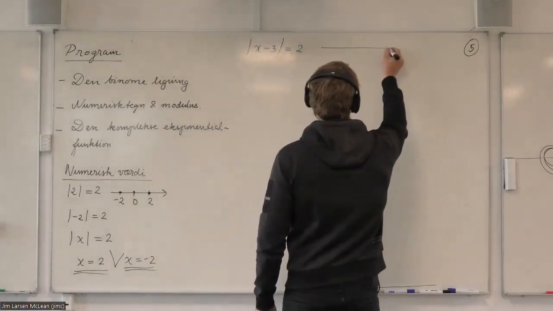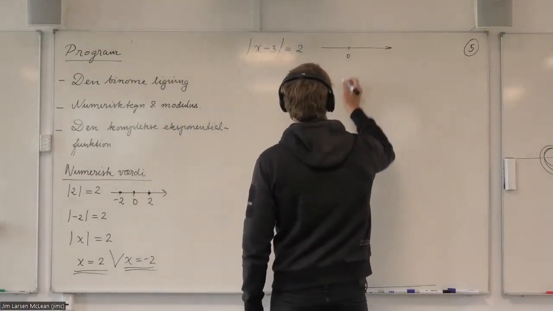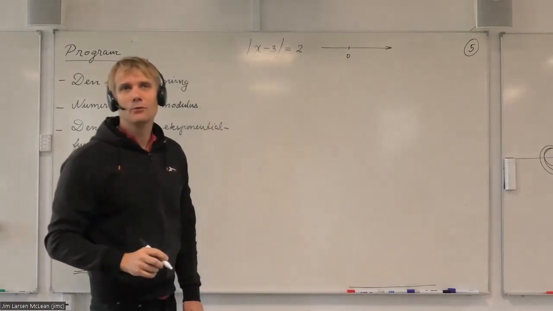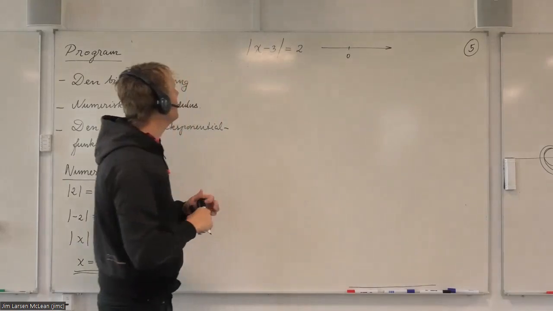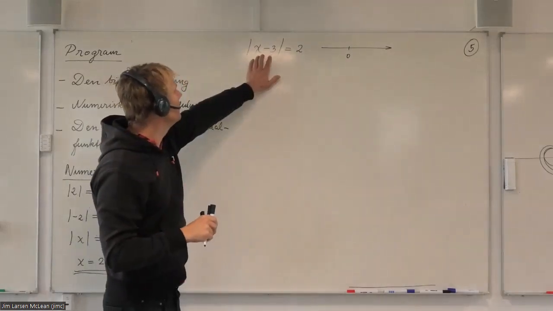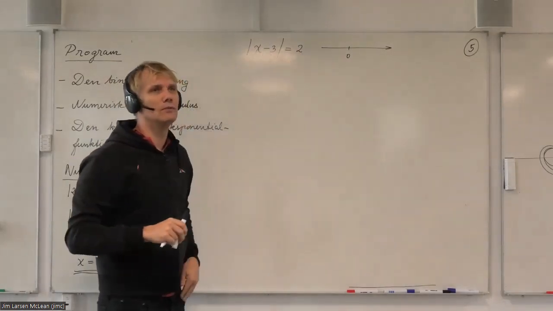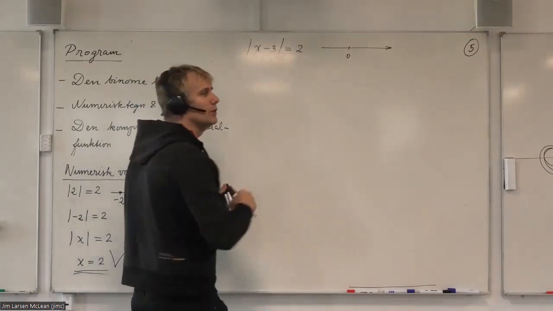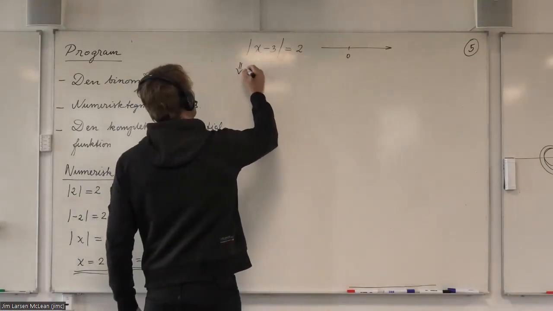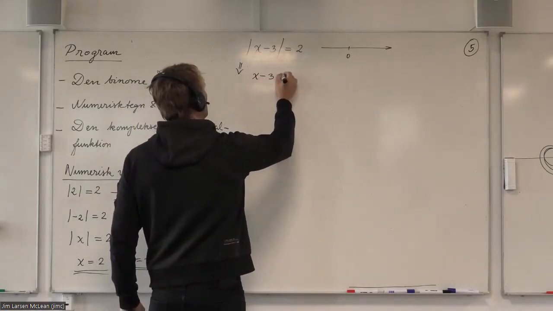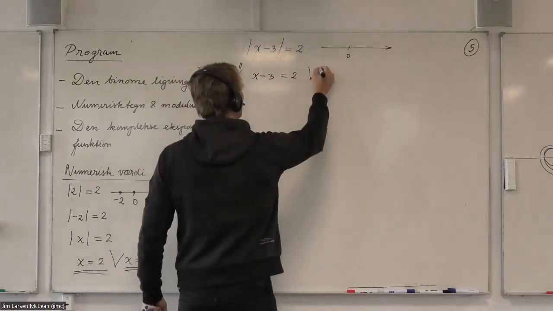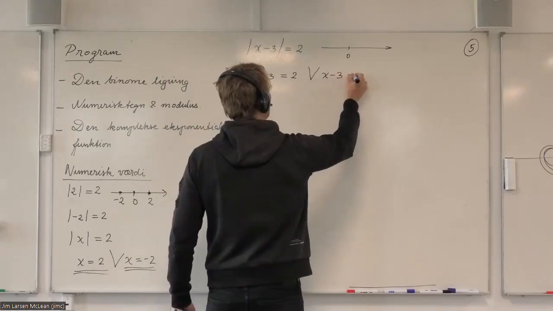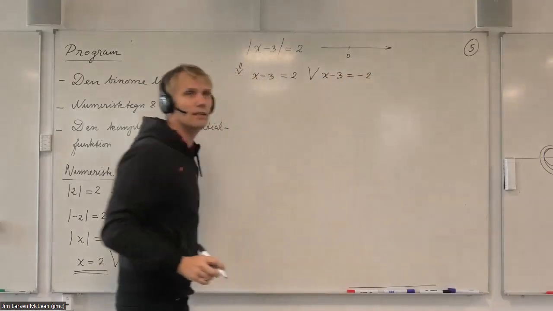Here's the number line. There's 0, and I'm not going to draw any more because I haven't understood any more yet. Then I look at this and ask, what does it actually mean? Can you find some x at a distance of 2 away? But then there are 2 possibilities. Either x minus 3 is 2, or x minus 3 is -2. The possibilities are just as good.